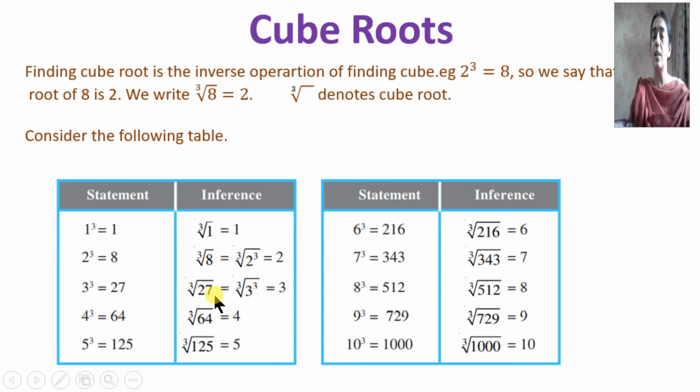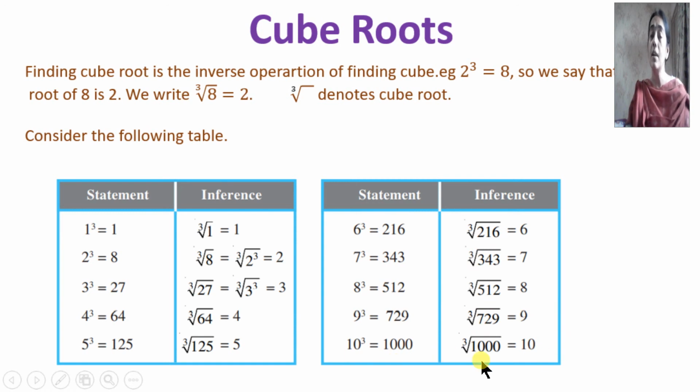Cube root of 27. So instead of 27, I will write 3 cube and I will get answer 3. Similarly, cube root of 64 is 4. 5 cube is 125. So cube root of 125 is 5. Now 6 cube is 216. So cube root of 216 is 6. 7 cube is 343 and cube root of 343 will be 7. And similarly, cube root of 512 is 8. Cube root of 729 is 9 and cube root of 1000 is 10. Now these numbers you remember because you know the cube of numbers 1 to 10.